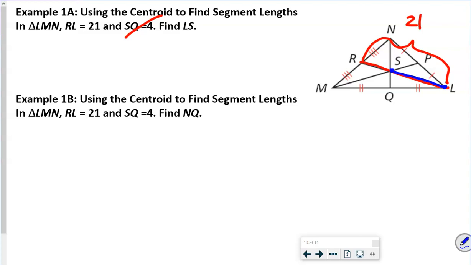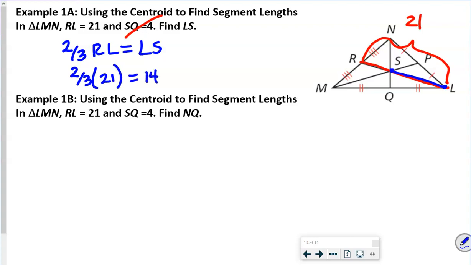So there's 2 ways you can approach this. Remember, we could say that 2/3 of RL is equal to LS, right? So that would be 2/3 times 21, right? So 21 divided by 3 is 7. 7 times 2 is 14. So 14 would be equal to LS. Now let me show you another way, which will work better for some of y'all's brains, okay? So I could also divide this by 3, and that's going to give me 7, right? So that means that right there is 7, and then this other part is 2 times 7, which is 14. Another way to find it, okay?